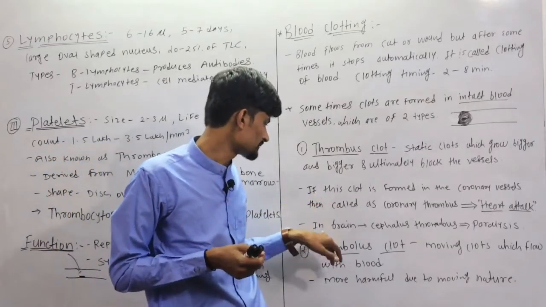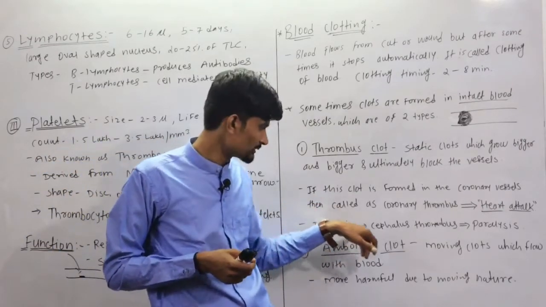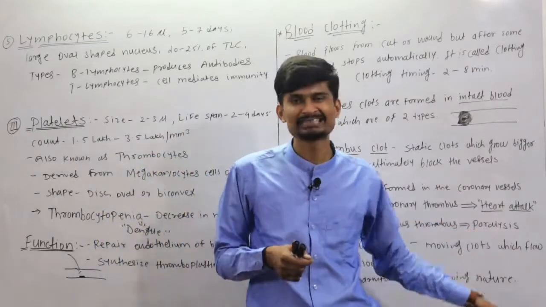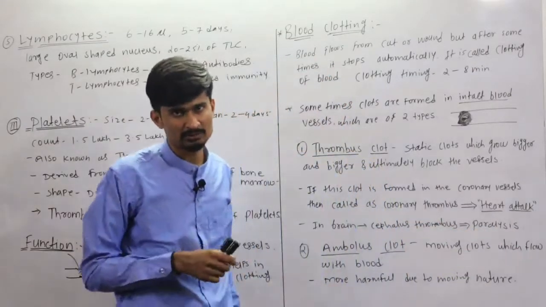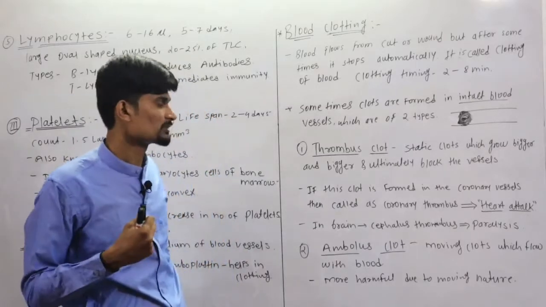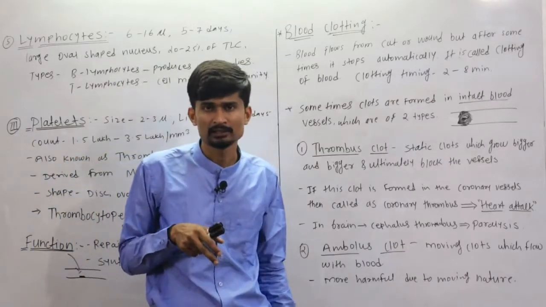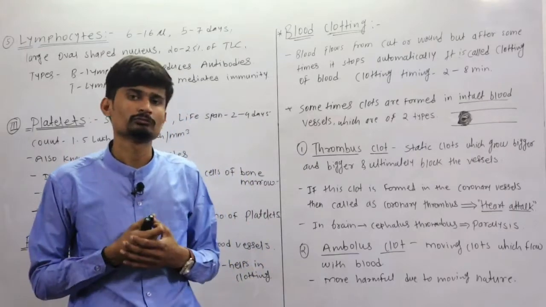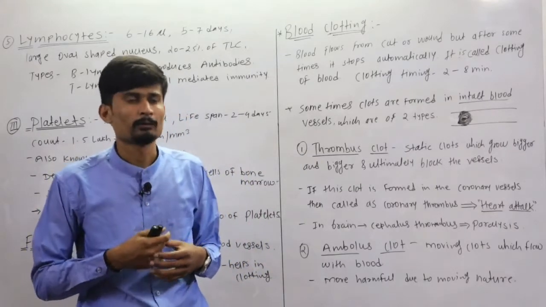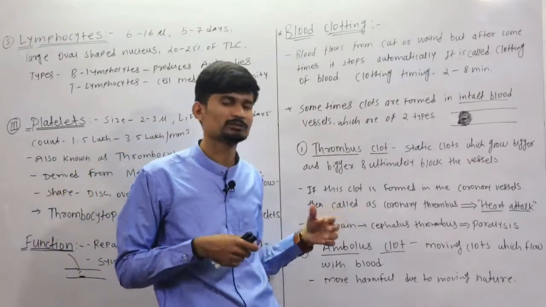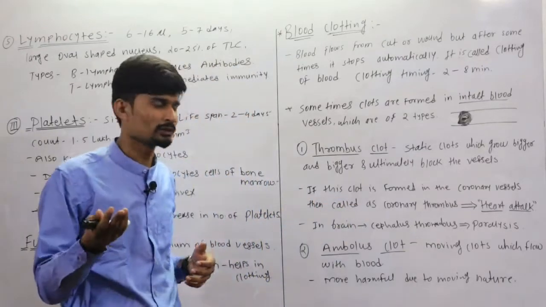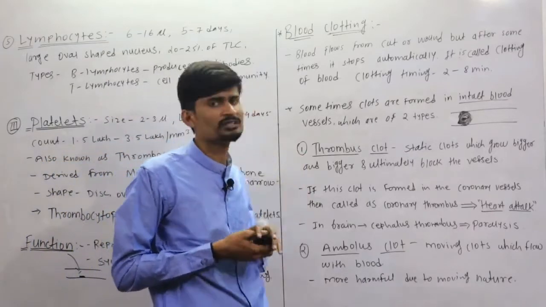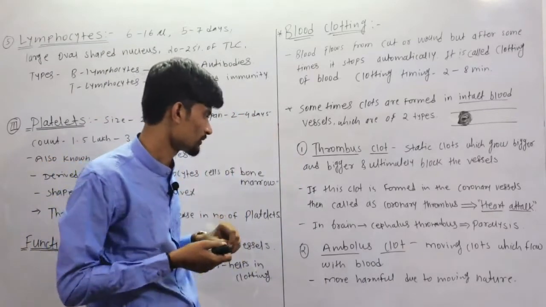If such a thrombus reaches the brain, it is called a cerebral thrombus, and it can cause paralysis, because the muscles are controlled by the brain, and if part of the brain is damaged, then control of the muscle will be lost. That condition is paralysis. So this is a very serious condition, the thrombus clots.